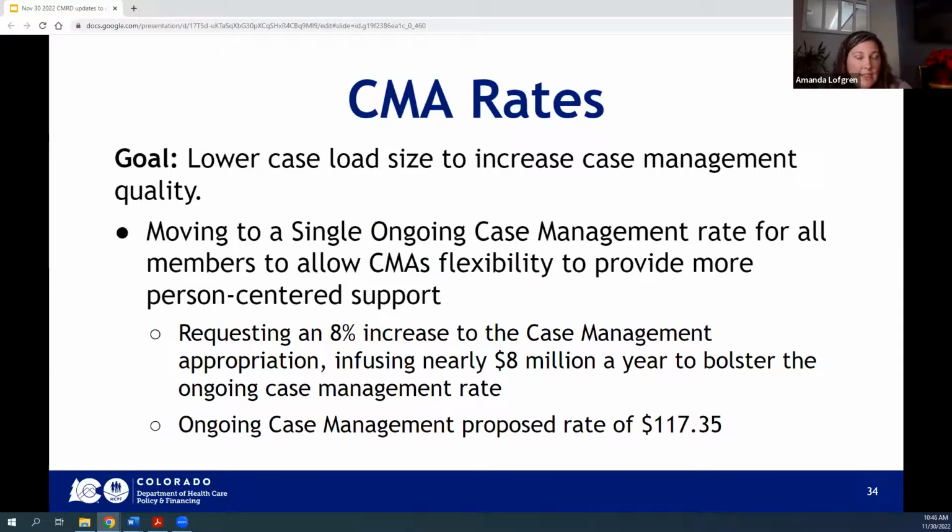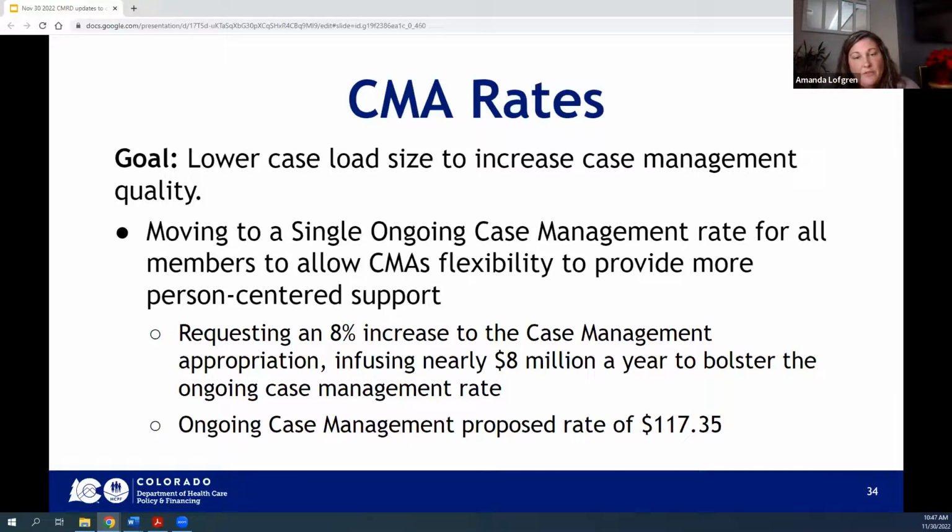And so the department is looking at setting a standard caseload size for our case management agencies so that we can have best practices, but also understand that the rates for case management activities need to support this. We have a budget request this year of $8 million to infuse just under 8% into the total case management appropriation. Our ongoing case management proposed rate will be $117.35, which is for ongoing case management. And then there will be additional payments for contract requirements, as well as payments for monitoring visits.